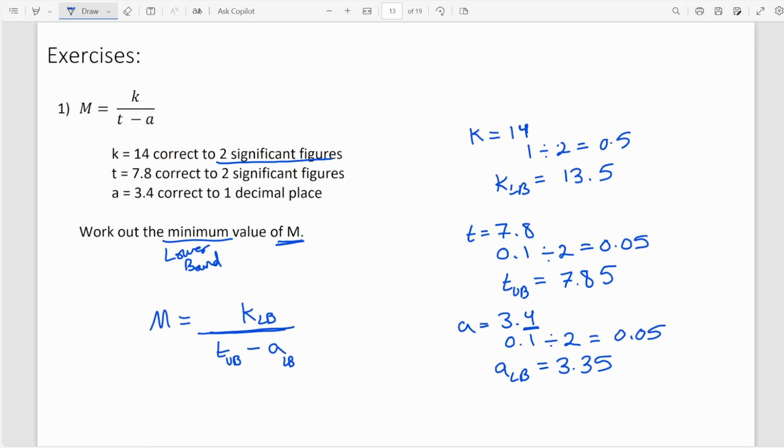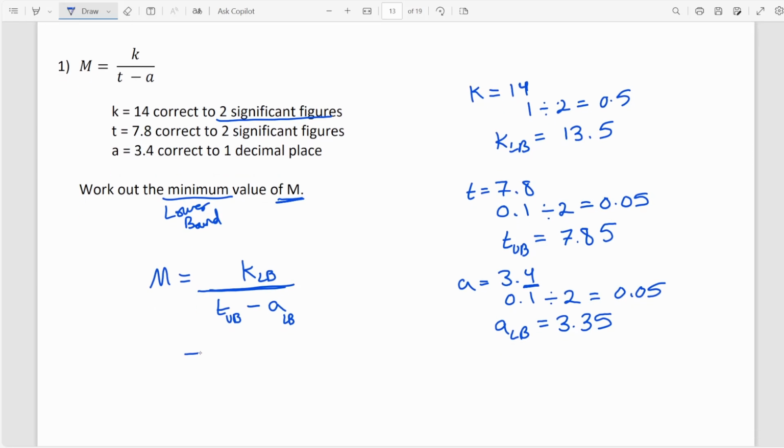So now I can go ahead and substitute each of my variables. K is 13.5 as a lower bound, and T is 7.85, and A is 3.35. And now you can go ahead and plug these numbers on your calculator. Okay, and we get the answer is exactly 3. This is the minimum value of M.